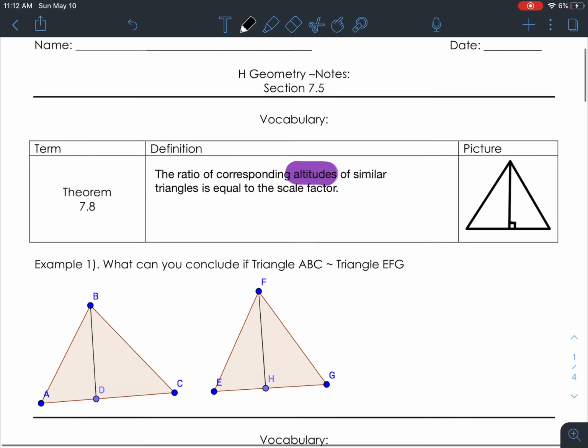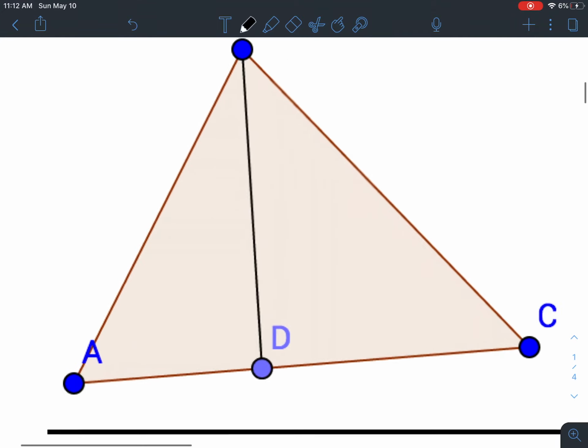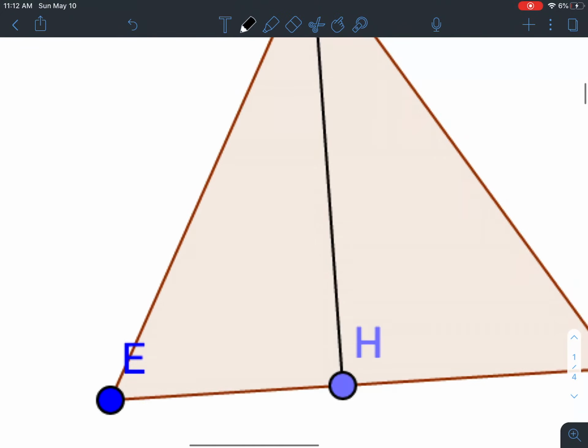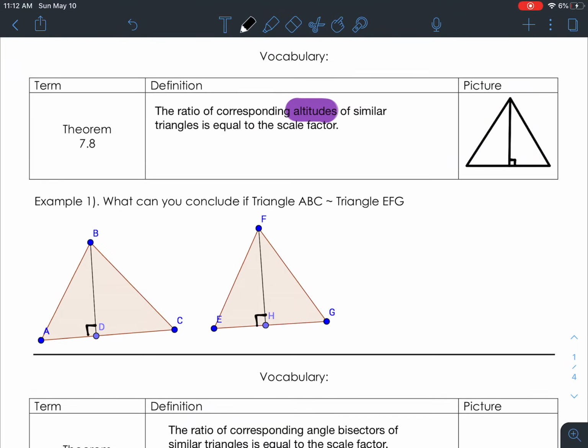If you look at example 1, it says, what can you conclude if triangle ABC is similar to triangle EFG? Now, there's some information that I need to tell you first. I'm telling you that BD and FH are altitudes. So let's go ahead and mark that this is a right angle and that this is a right angle.